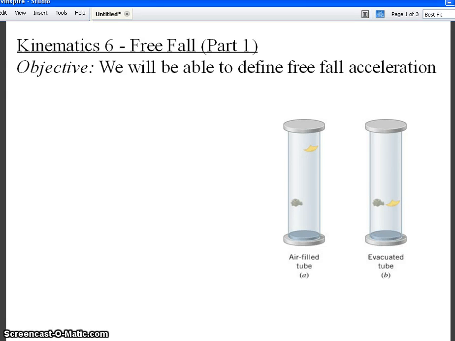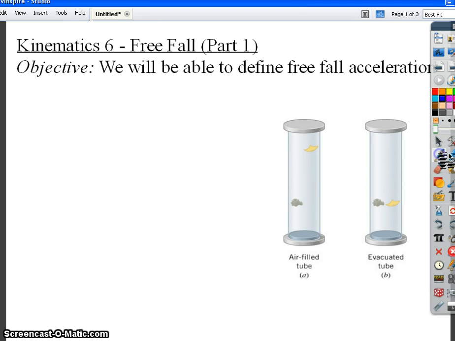Good morning, class, and welcome to this lesson on Kinematics 6, Free Fall, Part 1. Today we'll be able to define free fall acceleration. So we're just going to define this and give a few examples as to what it really means.